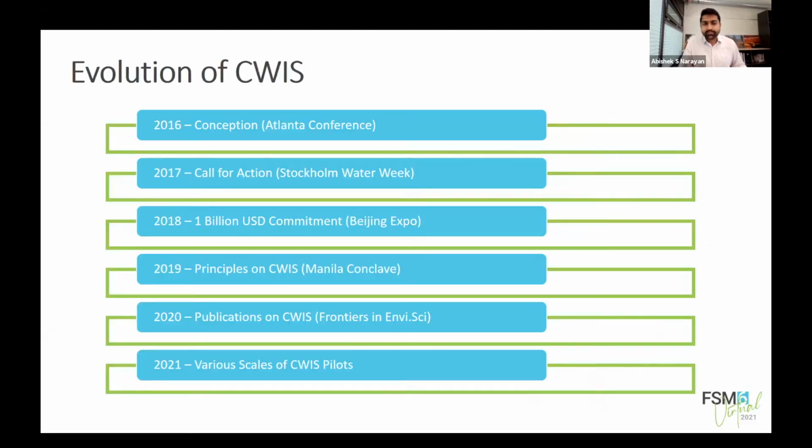So how did this concept even come about? It all started in a small conference room in Atlanta, in 2016, after which they released a call for action in Stockholm, and then $1 billion was committed by the Gates Foundation and the World Bank. And then once we started understanding that this concept was getting a lot of backing, we started to clarify what Citywide means in terms of the principles. And then there was a big academic output last year in terms of various thinking around Citywide.